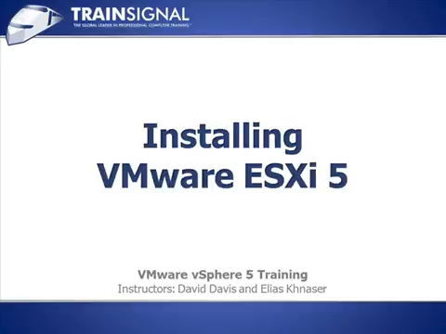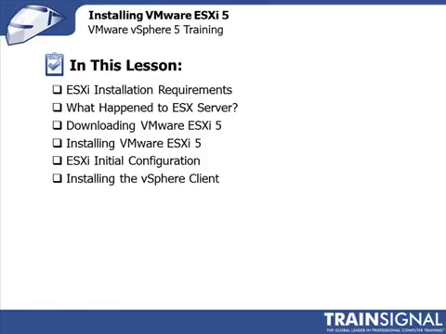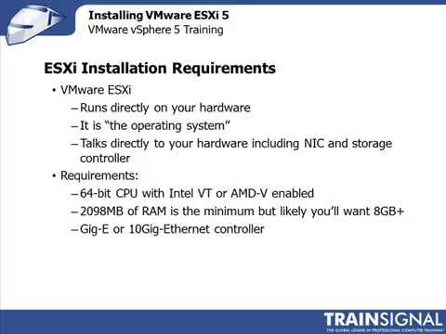You're watching Installing VMware ESXi version 5. In this lesson, we'll start off with the ESXi installation requirements. From there, I'll cover what's new with vSphere 5 related to ESX Server before I show you how to download and install VMware ESXi version 5. After that, we'll perform the ESXi initial configuration, then install the vSphere client and show you how to successfully connect to your new ESXi server. So with that, let's get started.